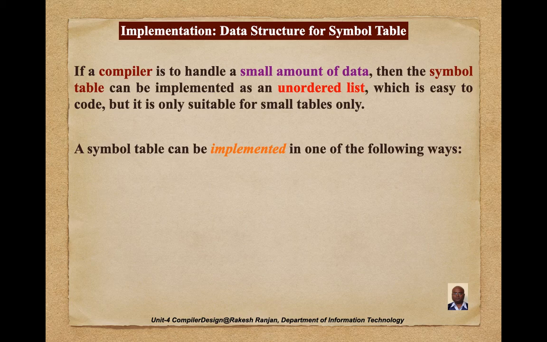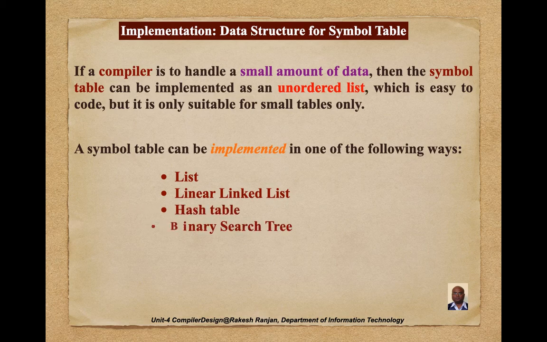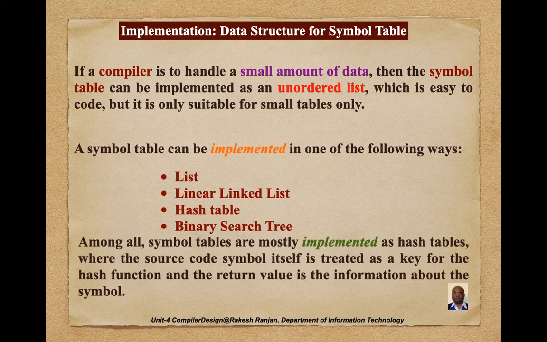A symbol table can be implemented in one of the following ways: first is list, second is linear linked list, third is hash table, fourth is binary search tree. Among all, symbol tables are mostly implemented as a hash table where the source code symbol itself is treated as a key for the hash function and the return value is the information about the symbol.